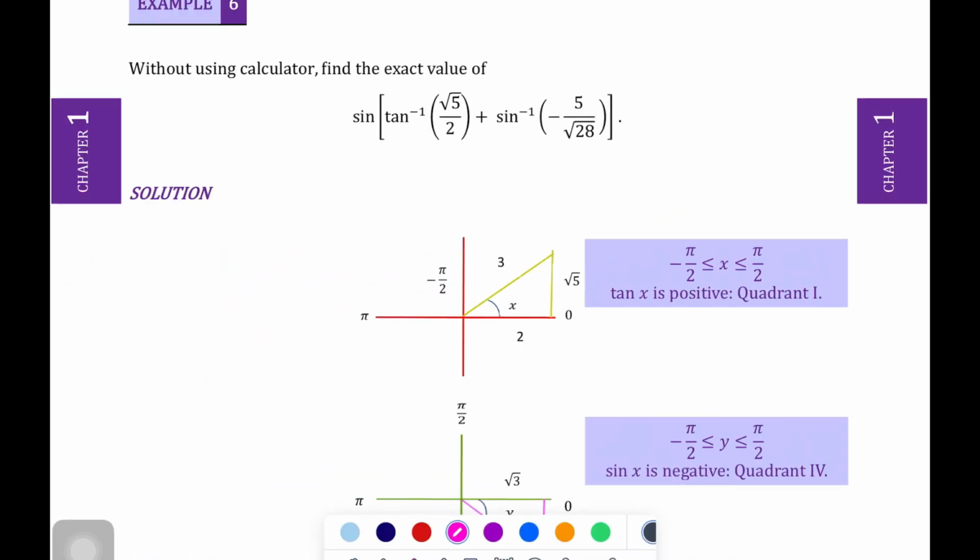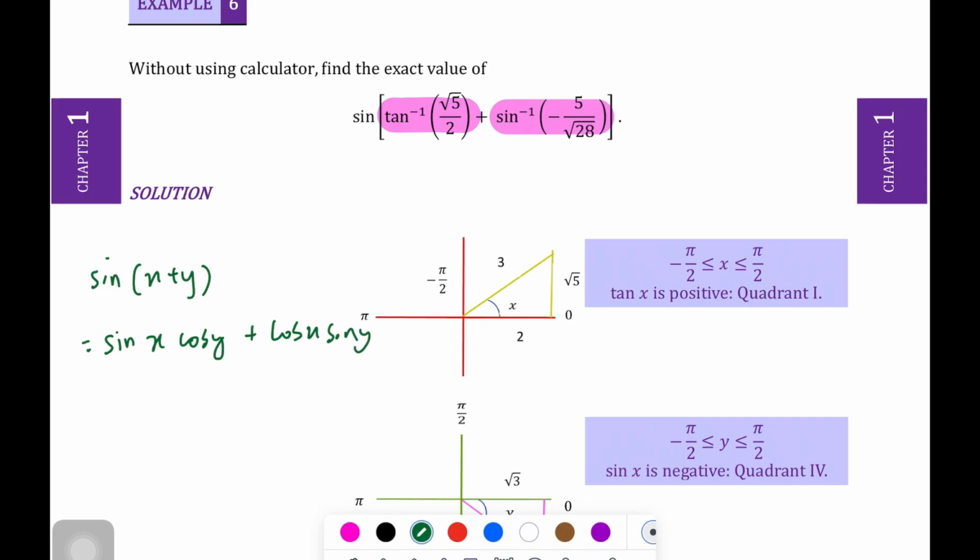Now let's see, there's another example here. The same, you have addition inside here of sine. So let's take this as your x and the second one here to be your y. Later on, you'll have sine of x plus y. So you can open up using summation of sine, which is sine x cos y plus cos x sin y. Okay, so now let's open up one by one first. So this one here, let's solve inside function. This is x and this is y.